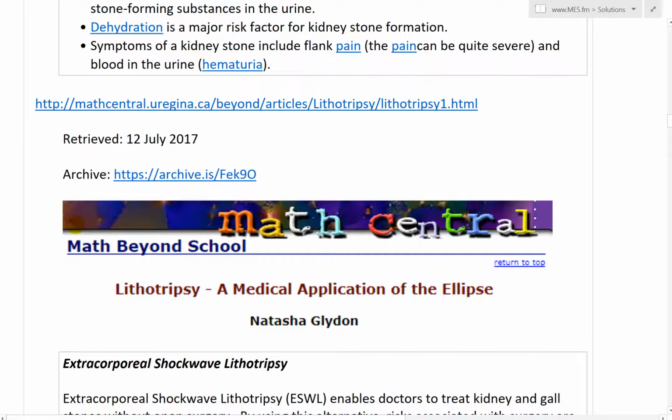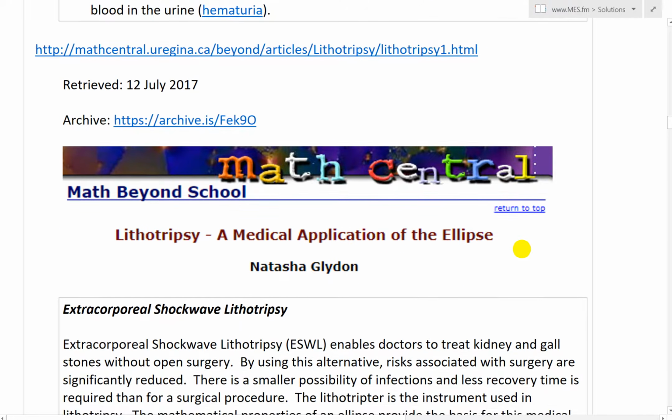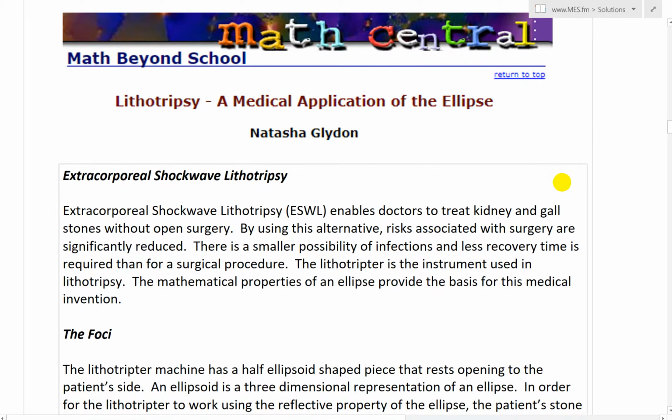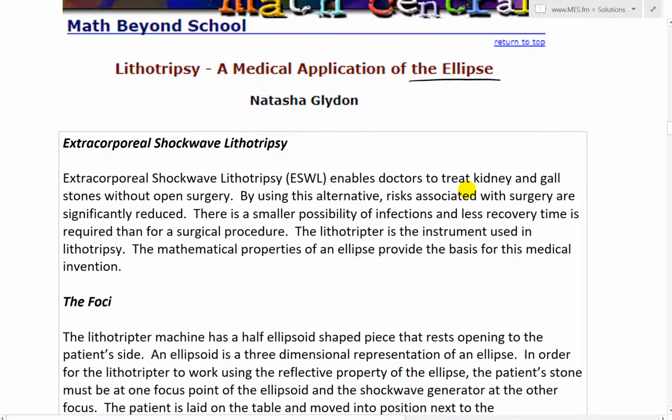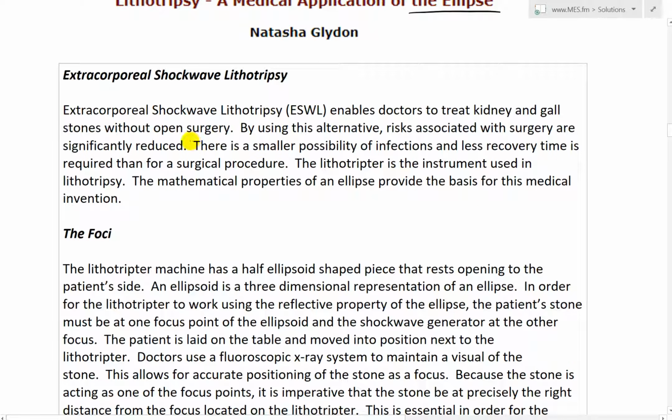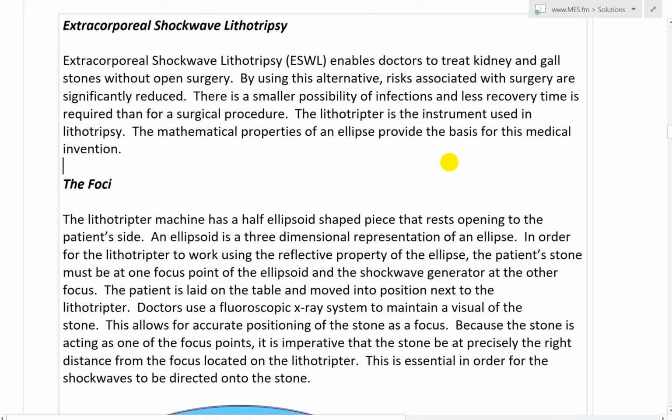So anyways, now if you go to Math Central, this is on the University of Regina website, lithotripsy, a medical application of the ellipse: extracorporeal shockwave lithotripsy. This ESWL type of lithotripsy enables doctors to treat kidney and gallstones without open surgery. By using this alternative, risks associated with surgery are significantly reduced. There's a smaller possibility of infections and less recovery time is required than for a surgical procedure.